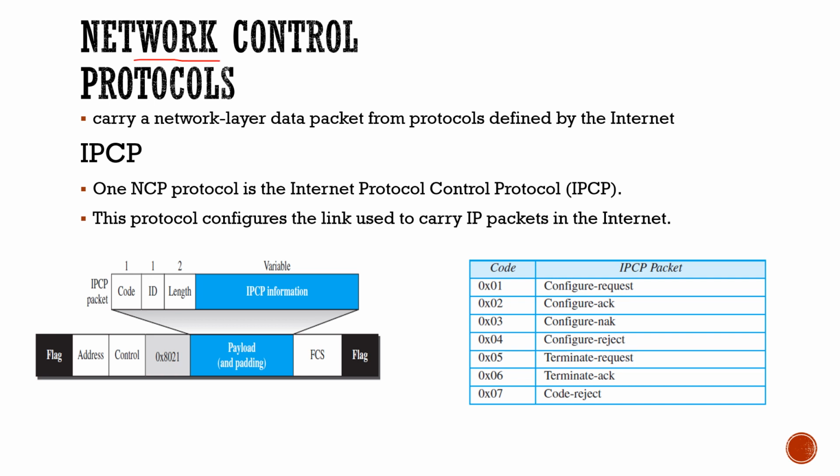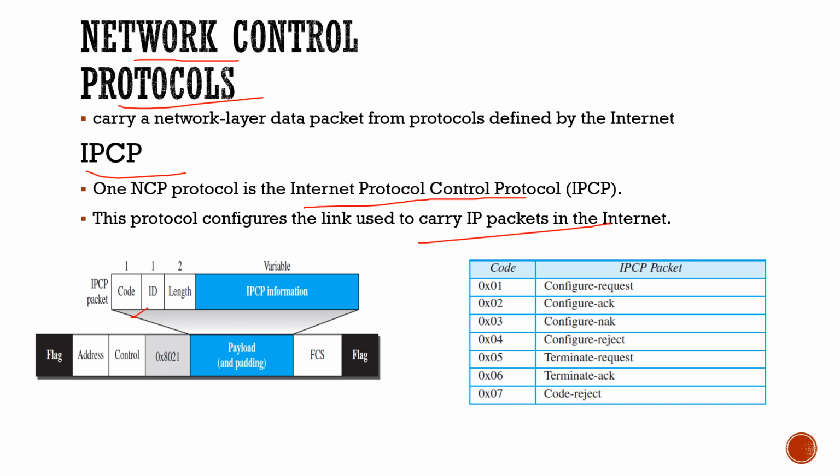Next is the network control protocols. In the network control protocols, we have different types of protocols: IPCP, OSI, and many other kinds. In this we only discuss the IPCP protocol. IPCP is the Internet Protocol Control Protocol. It is mainly used to carry the IP packets in the internet.